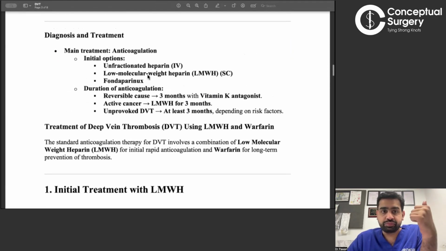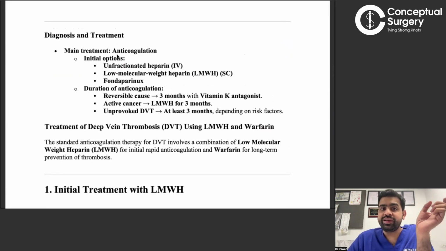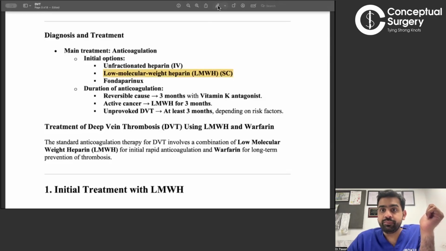Now coming to the management. How do you manage these patients? You have to give them anticoagulation. What are the anticoagulation therapies which you use? You have unfractionated heparin. We don't use it anymore, but you can use it, though it has a lot of problems, like heparin-induced thrombocytopenia. So usually we don't prefer it. What is usually used nowadays is low molecular weight heparin, LMWH. So you use that definitely.